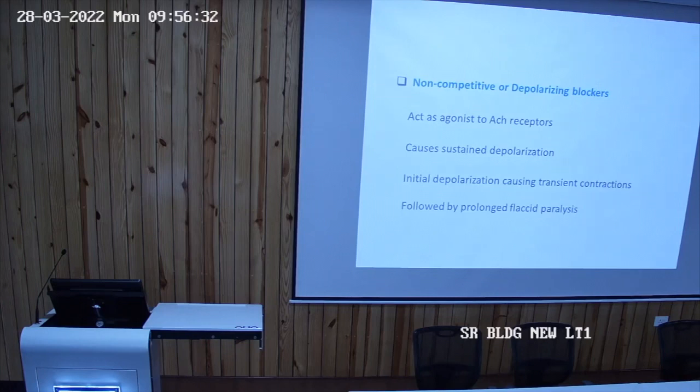Are you able to understand this? Because of the sustained contraction, the inactivation gate of the sodium channel cannot open, and it blocks there. So the voltage-gated sodium channels cannot open up completely. That's why initially it causes some contraction, but it is followed by flaccid paralysis. The examples are succinylcholine and carbamylcholine. These are the two drugs.